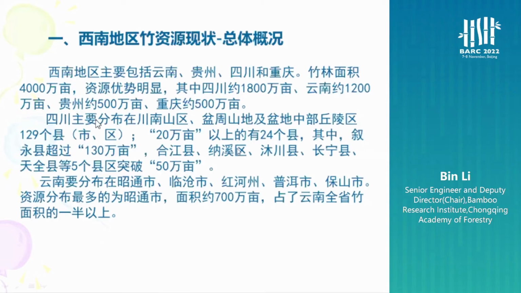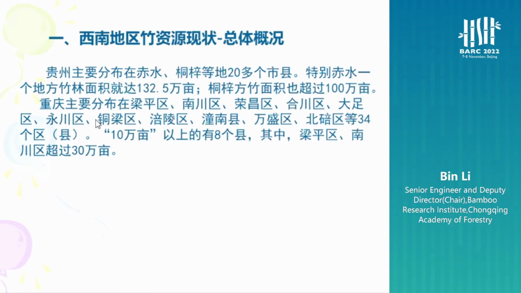So in Sichuan, those bamboo resources cover over 129 counties, with Hejiang, Naxi, Muchuan, Changning, Tianquan, 5 counties over 500,000 mu. Yunnan is allocated in Zhaotong, Lincang, Honghe, Baoshan cities, the most in Zhaotong city.